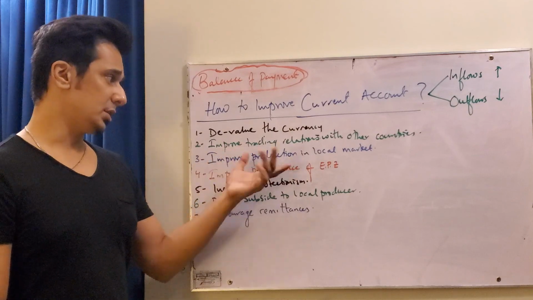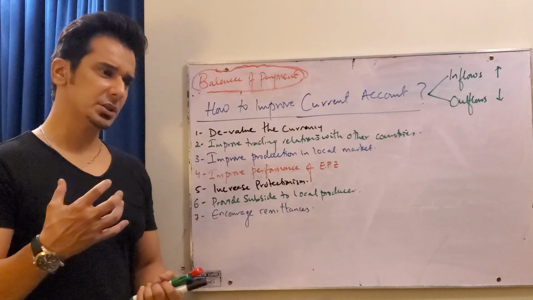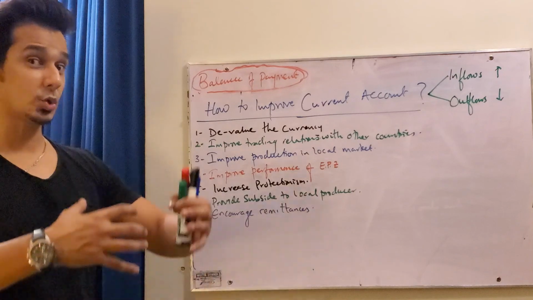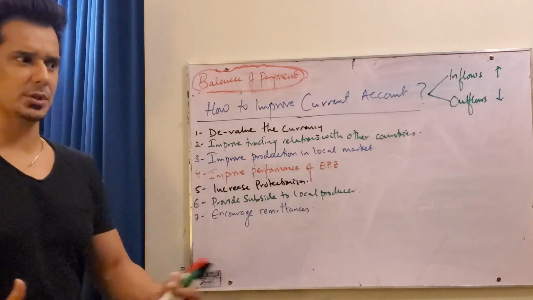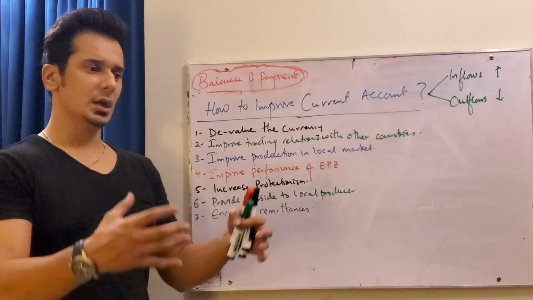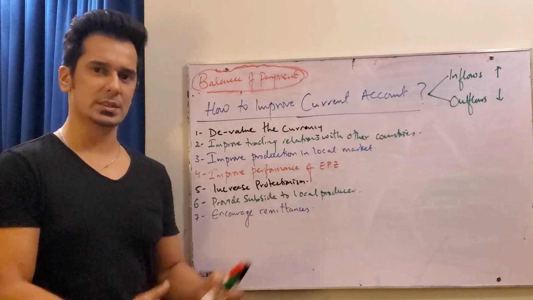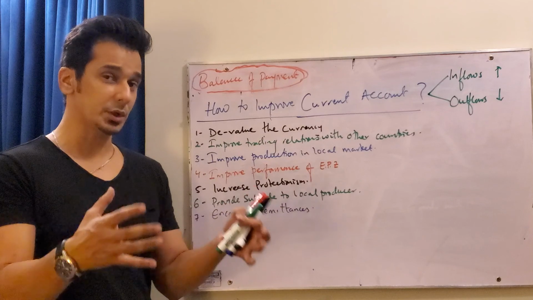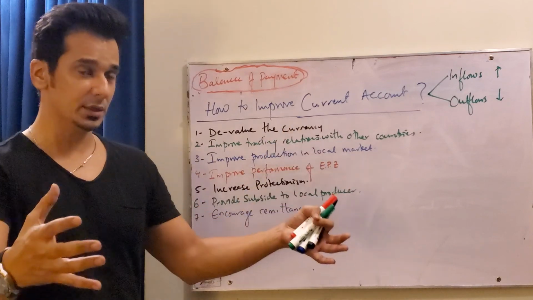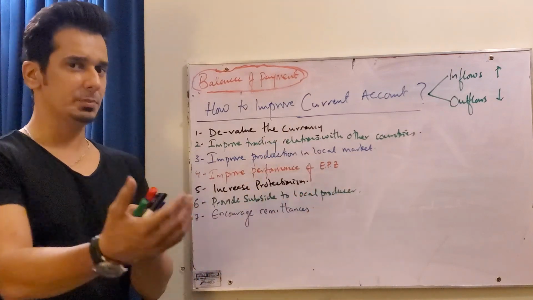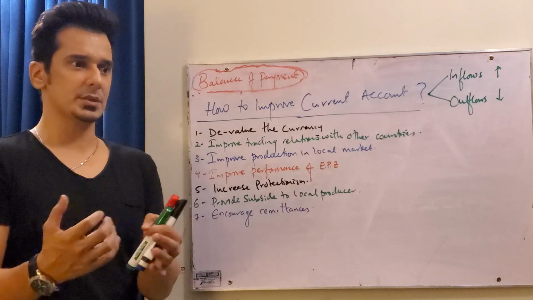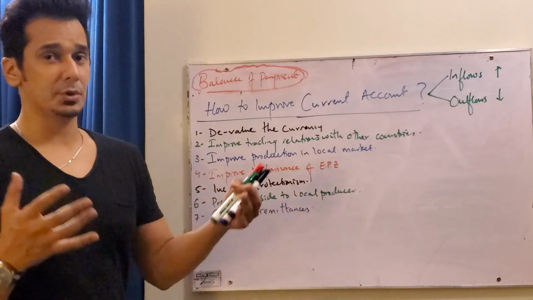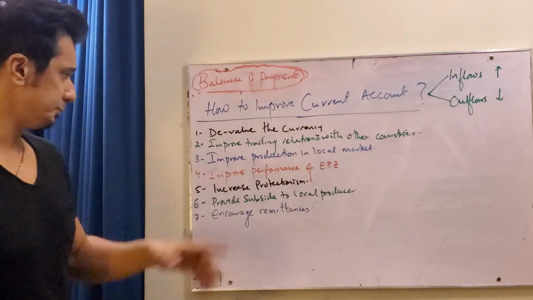Third, improve production in the local market. Improve production in terms of quality and in terms of the quantity that we produce. It is possible that the economy requires 100 tons of plastic and it only produces 60 tons. So if we improve our production and end up producing 100 tons, that means there would be less requirement for imports because we are producing sufficiently for the local market.